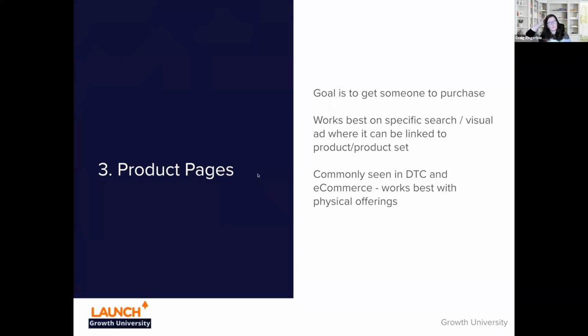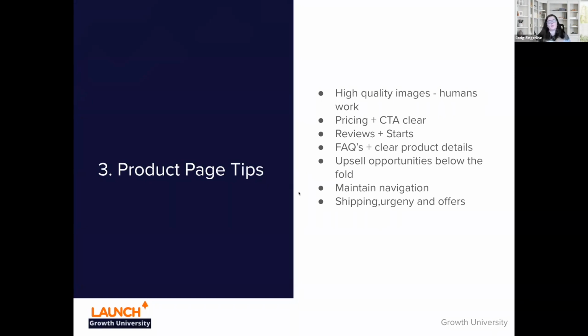And then product pages. So these, particularly in the DTC space and the e-commerce space, if you've got a physical offering, are the types of pages that you'll most commonly see. If you do any type of internet shopping, these are probably the ones you'll come across the most often. And so they work best when the search or the way that your audience is being brought towards it is super, super specific. And the goal is to get someone to purchase. You're not trying to do anything else. You're purely trying to get them to purchase. And so if you're working in a very e-commerce type space, these are pages that you'll likely spend a bit of time on.